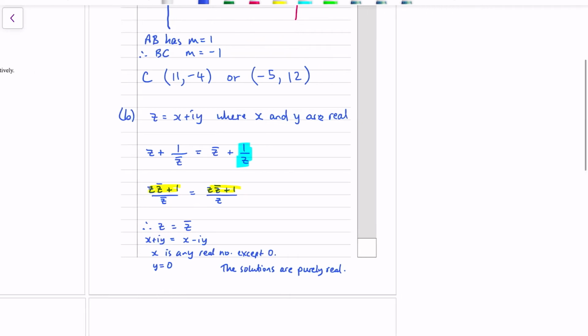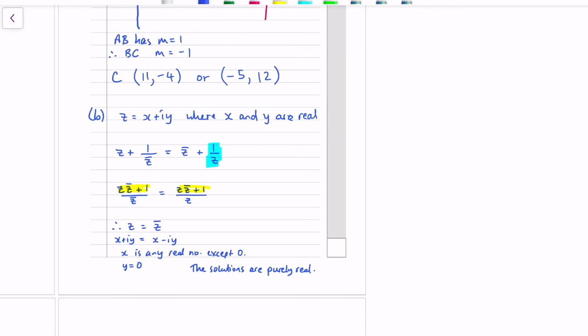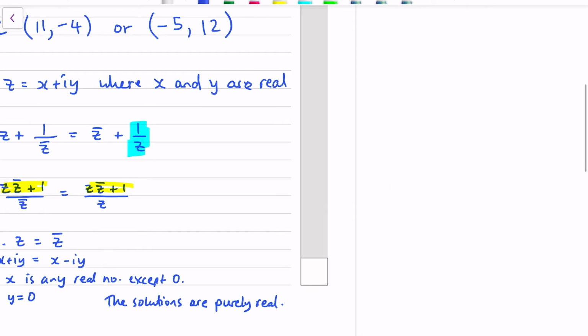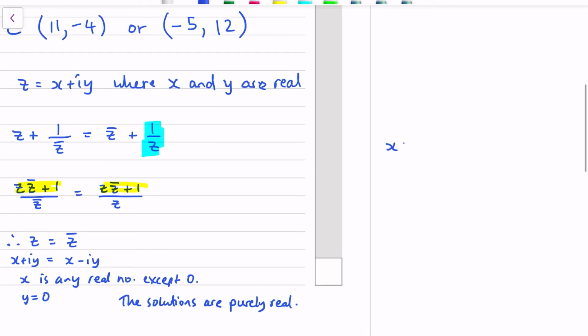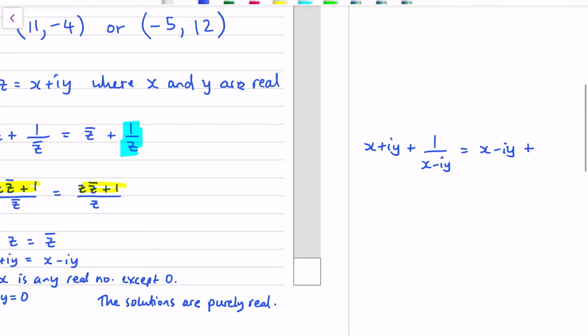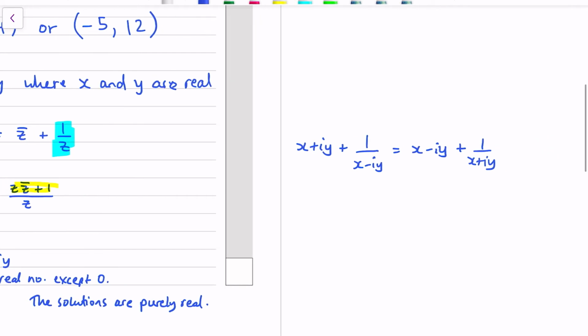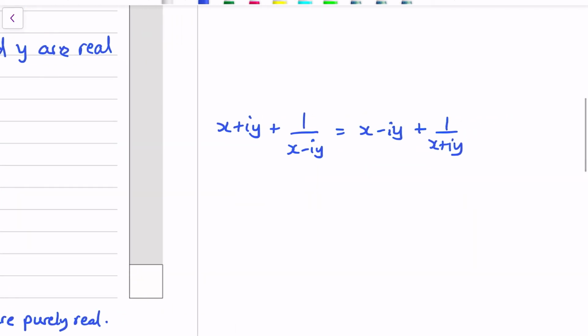If you didn't notice that putting the fractions together sort of thing, if we just sub in x plus iy and do this in a standard way, x plus iy plus 1 over x minus iy equals x minus iy plus 1 over x plus iy. Okay, and then we get these fractions to be complex numbers in standard form by timesing by the conjugate.